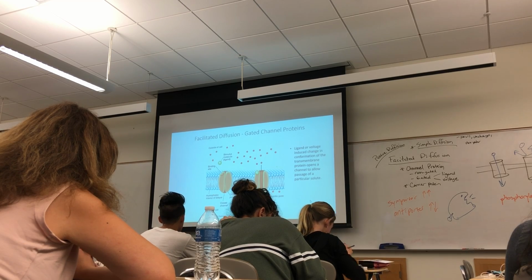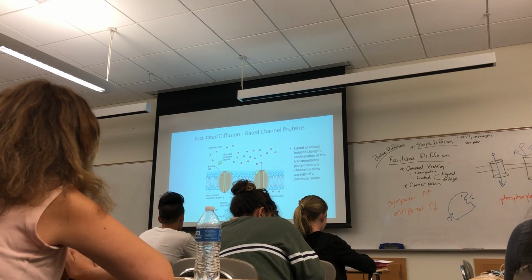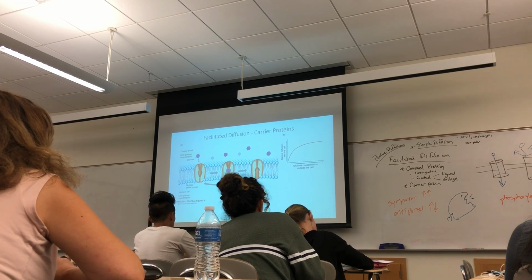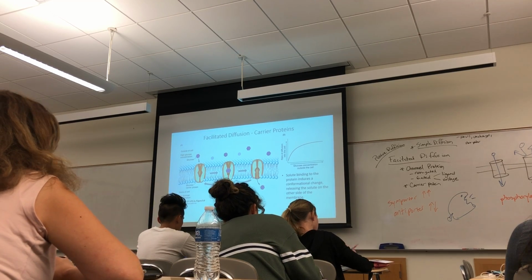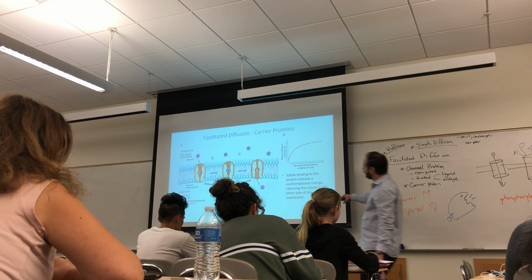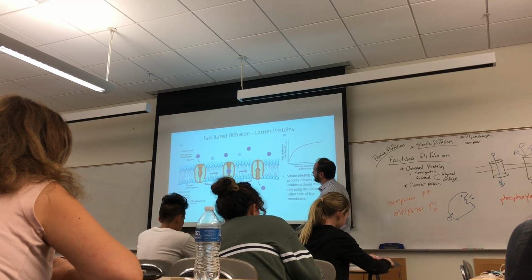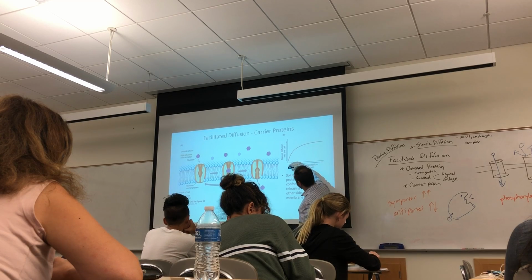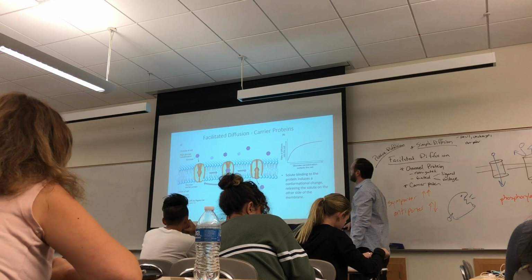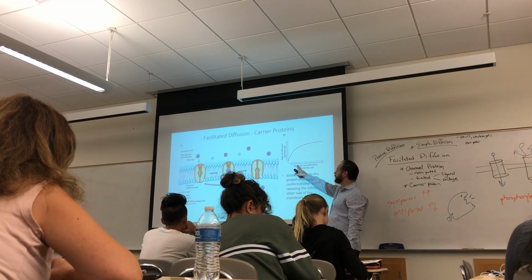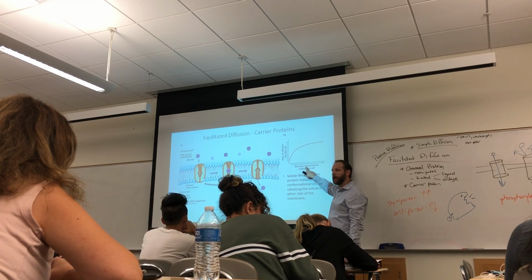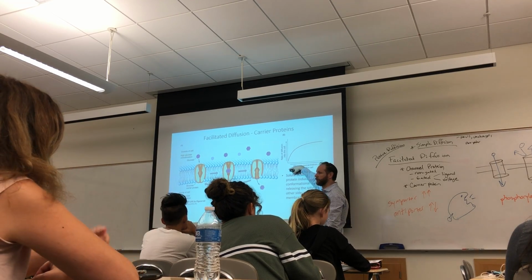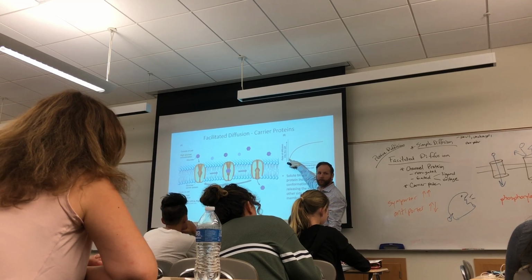Okay, so we talked about ligand, and we talked about facilitated diffusion and carrier proteins. By the way, let's say we're trying to move glucose from one side of the membrane to the other, and we look at the rate of diffusion into the cell. As we increase the amount of glucose outside of the cell, what happens to the rate of diffusion? It goes up and up and up, and then it plateaus.